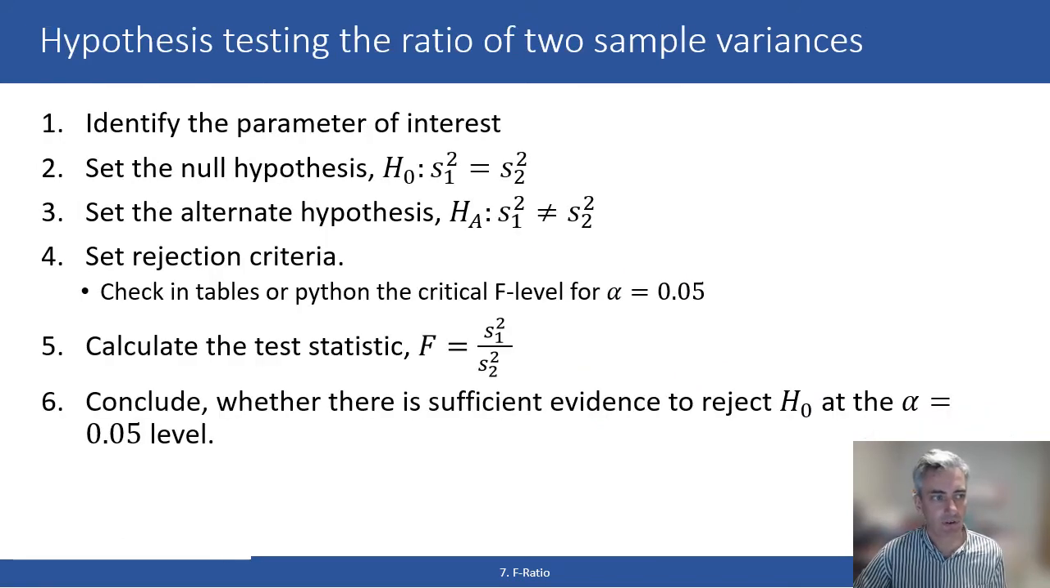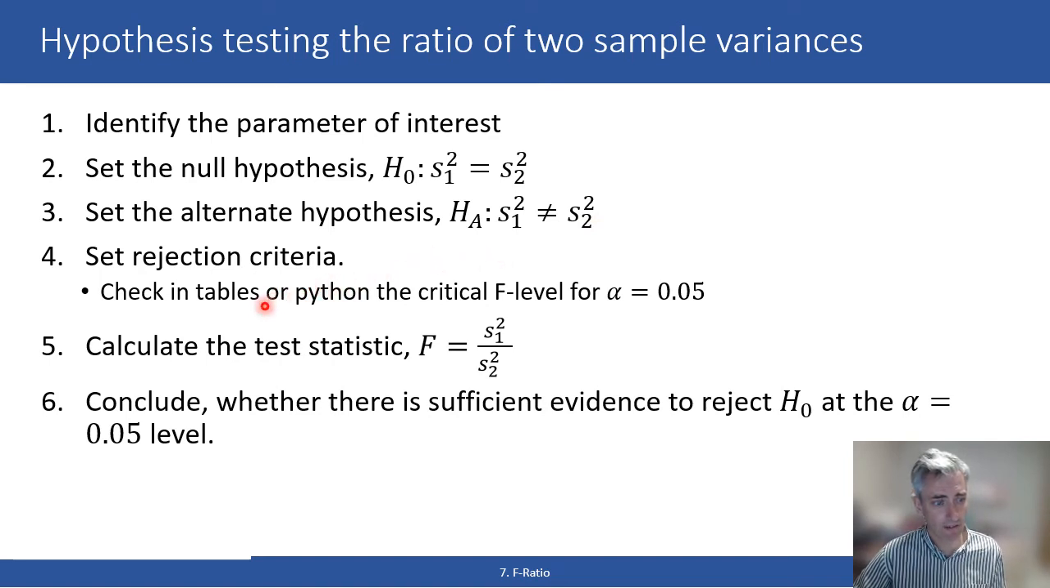So now I'm going to show you how to perform a hypothesis test to see if two sample variances are the same. The null hypothesis will be that the variance of sample 1 is equal to the variance of sample 2. The other possibility is that sample variance 1 is not equal to sample variance 2. So the alternative hypothesis is this.